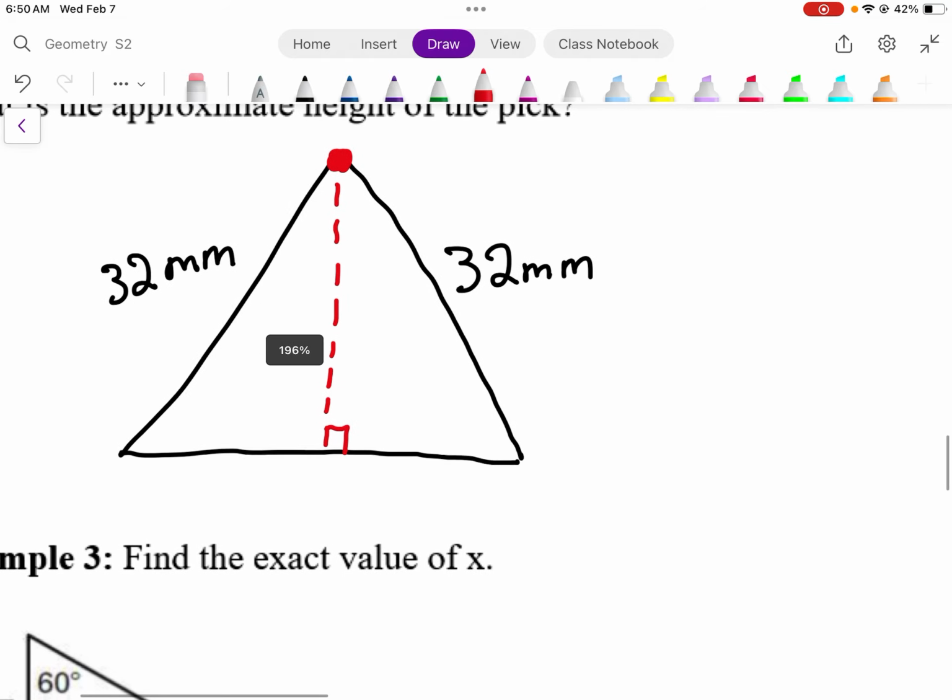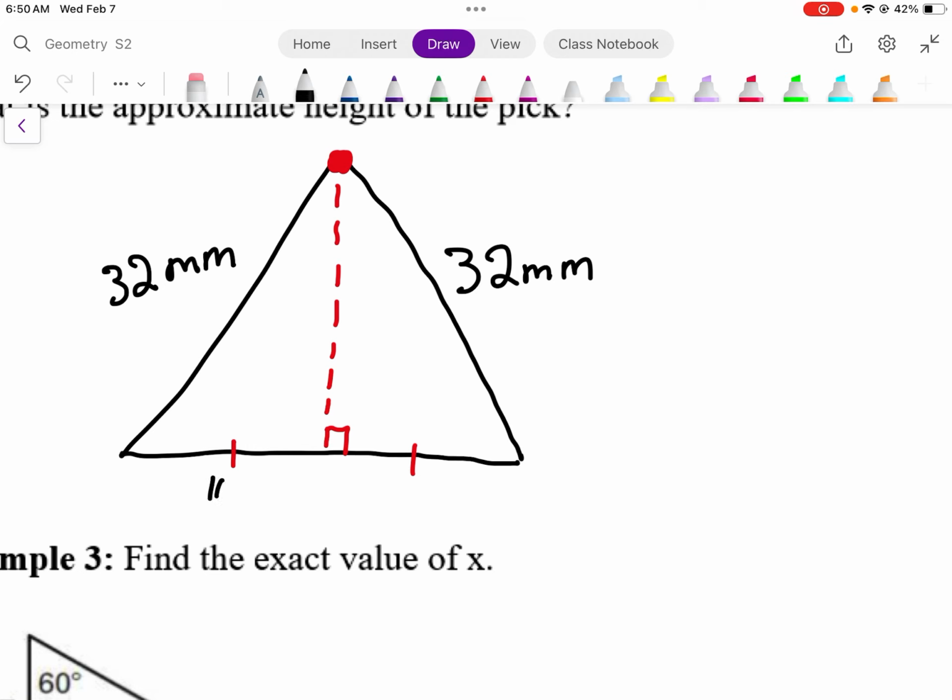In an equilateral triangle, when you draw an altitude, it's also cutting the opposite side in half. So the original length was 32, and half of 32 is going to be 16. Now, if we look in an equilateral triangle, we know all of the angles are 60 degrees.